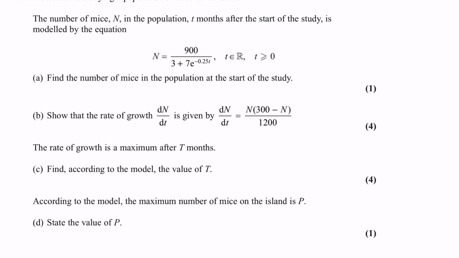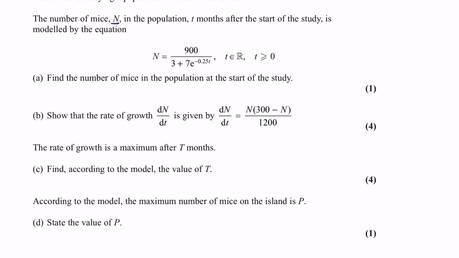So let's get started. It says a scientist is studying a population of mice on an island. The number of mice, n, in the population, t months after the start of the study, is modelled by this equation right here, where t is greater than or equal to 0. And we need to find the number of mice in the population at the start of the study.